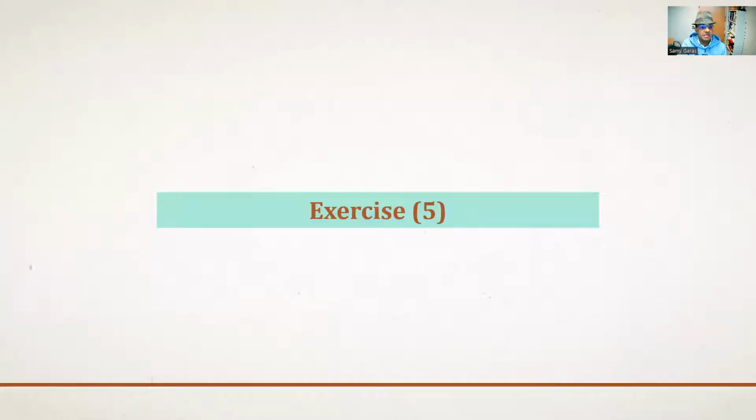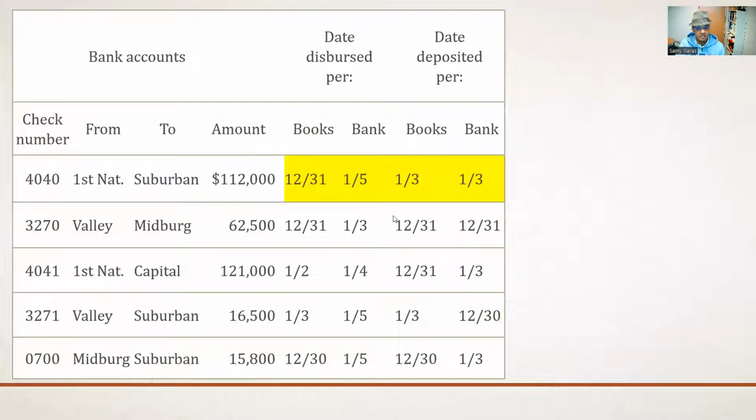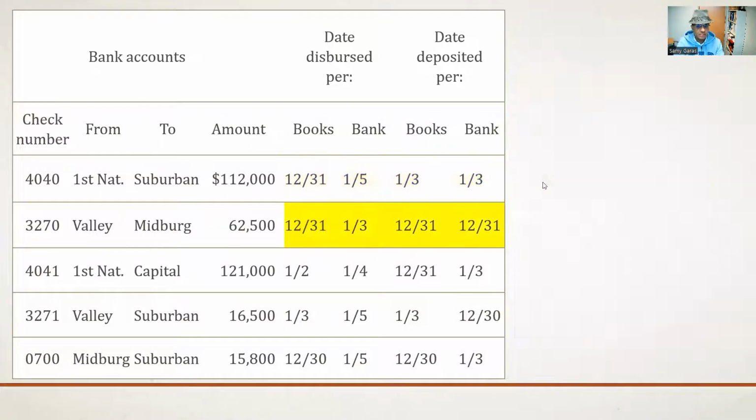Let us look at another example, exercise 5. And here we see different accounts and amounts in 2 different years. Let me enlarge this section to show you. So here it is. The payment happens in our books on December 31st, and here in the bank, the receipt is on January 3rd. So here it will be understated and here overstated. So in this year, it's understated. Go to the next one.